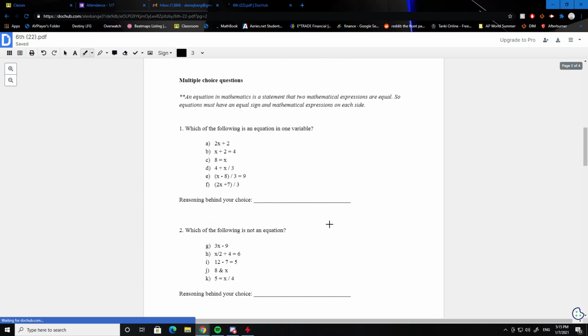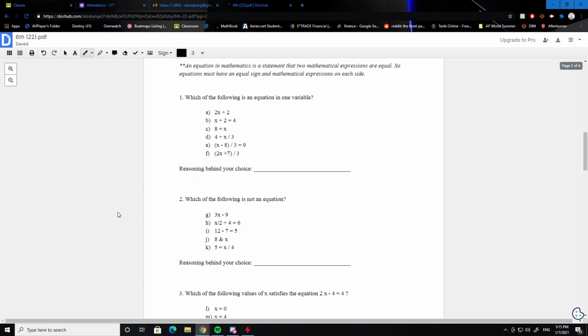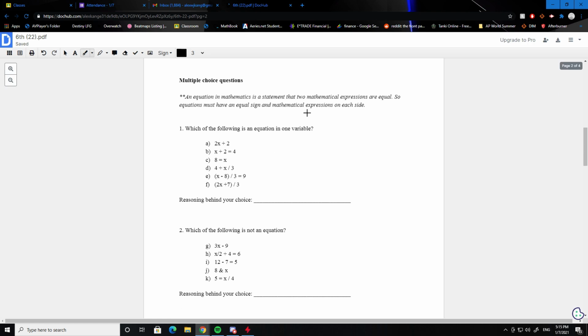Alright, let's continue here. Which of the following equations is an equation in one variable? So here it tells you right here. An equation in mathematics is a statement that two mathematical expressions are equal. So equations must have an equal sign and mathematical expressions on each side. So equations are pretty much, it's in the name, equation, equal, right? It has to have an equal sign.